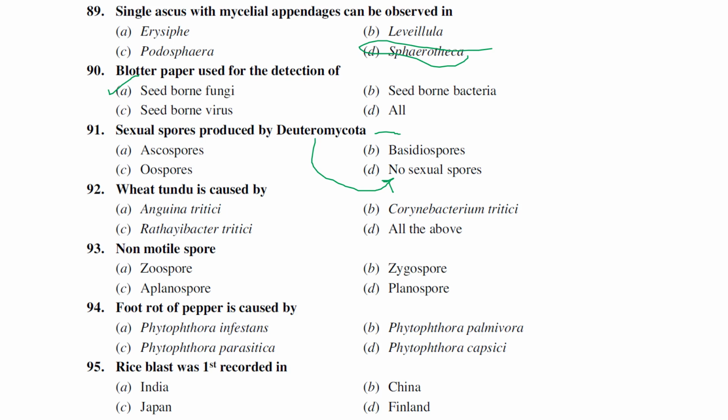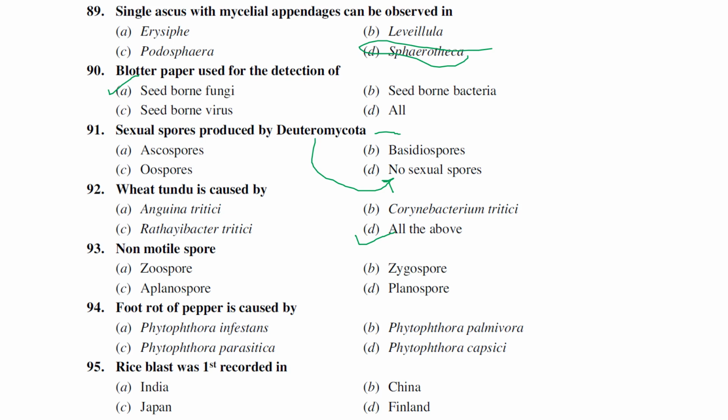Wheat tundu is caused by Anguina tritici, Corynebacterium tritici, Rathayibacter tritici, all the above. Generally, in wheat tundu disease, Anguina tritici is associated with another bacterium called Corynebacterium tritici, now called Rathayibacter tritici. We can also call it Clavibacter tritici. Now the answer is all the above.